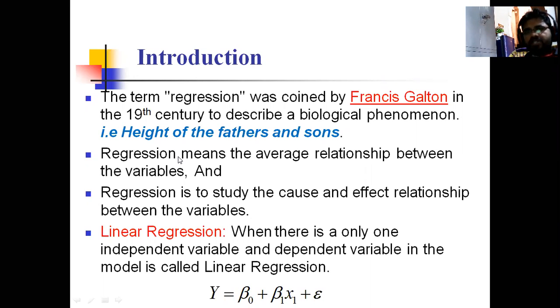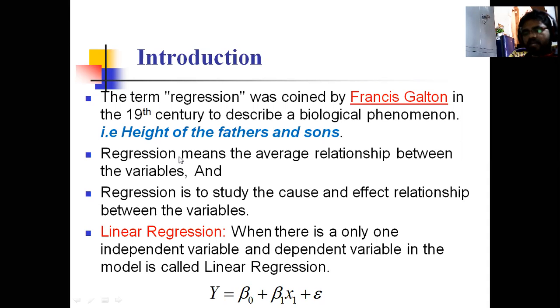What is correlation? Correlation refers to the degree of association, that is, the relationship between two variables. Whereas in regression we can come to know which is the cause and which is the effect variable. In regression analysis we can come to know the cause and effect relationship between the variables. For example, one variable is a cause, another variable is an effect.